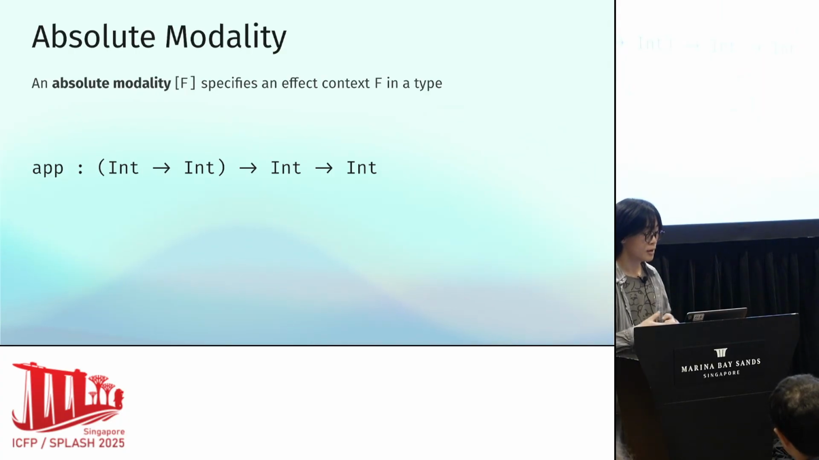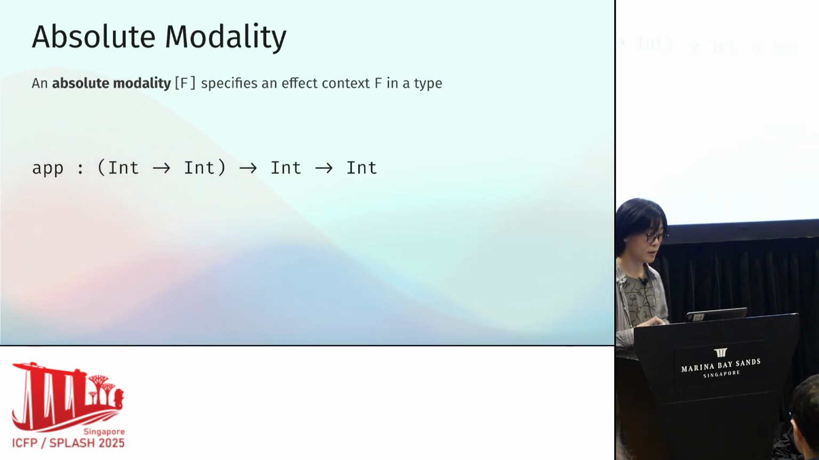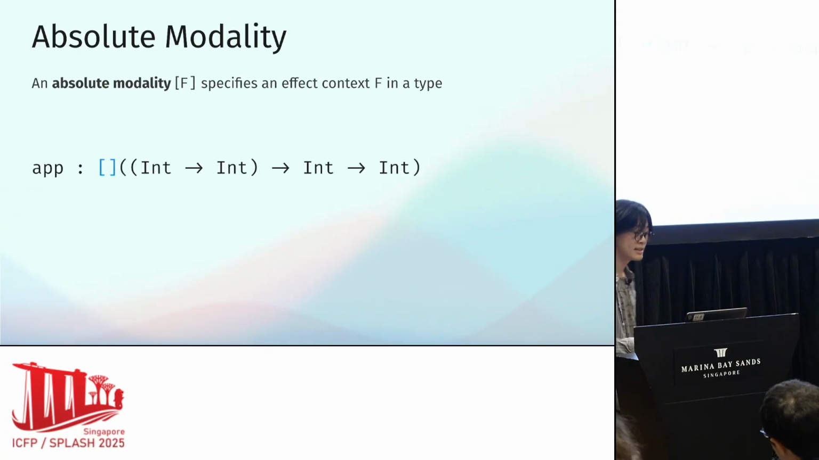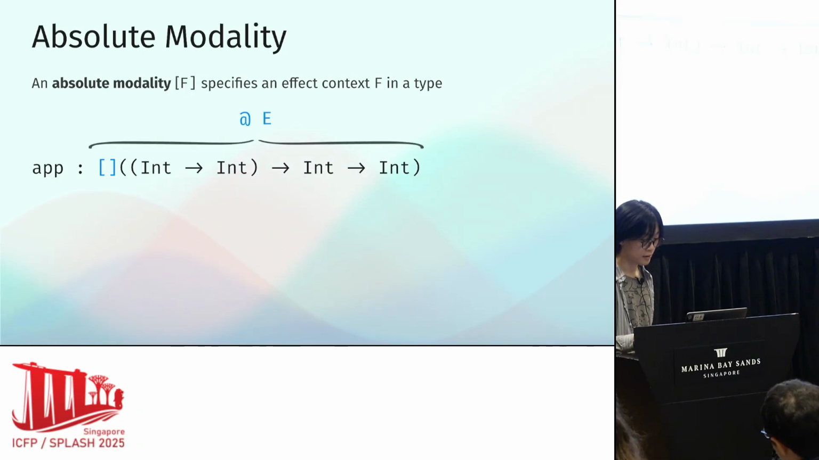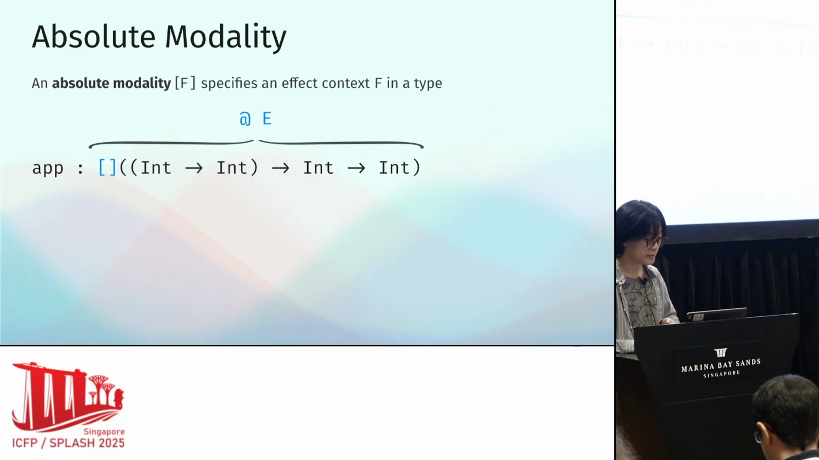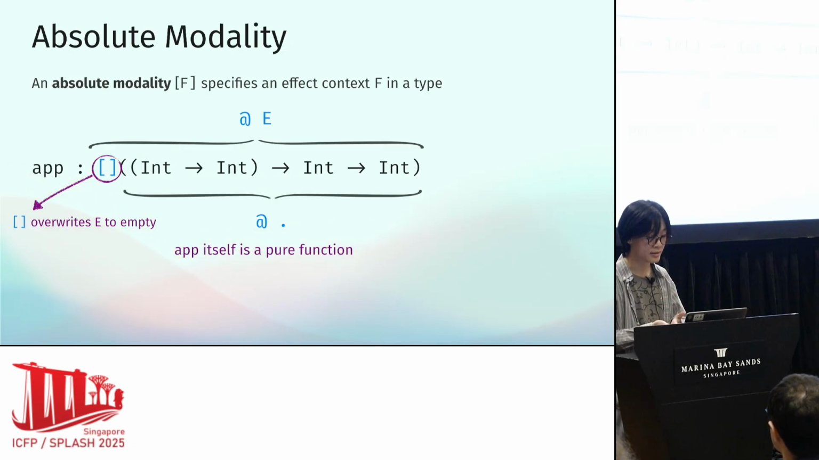In order to have some effect information in the type, we use modalities. The first one is the absolute modality, written as a square bracket with f, which means that for the program inside this modality, their effect context is f. So for app, since it is pure, we can use the empty square bracket, assuming the ambient effect context is e. This modality overrides e to empty. So we know that for this function inside, it is pure. Its effect context is empty.